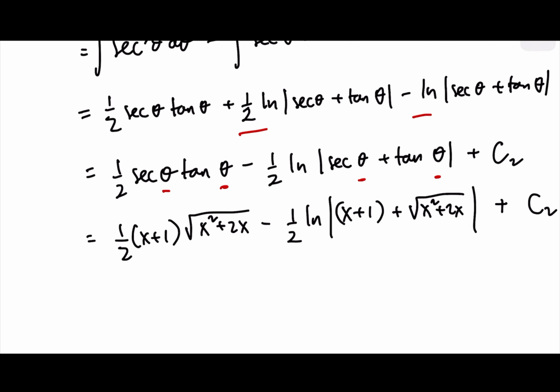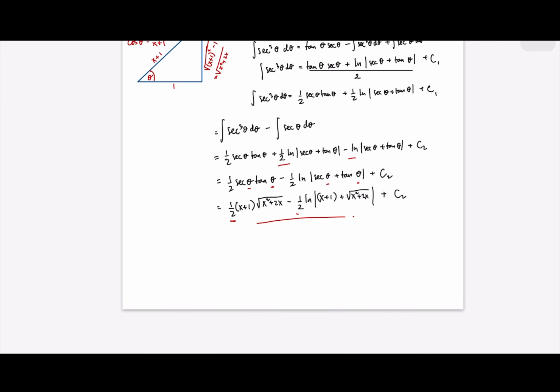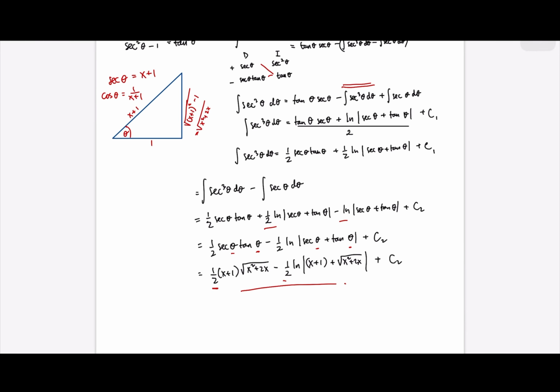And let's say this is still C2. And yeah, I think we can stop here. Or if you want to factorize this half, also fine. I think no difference. Okay, that's the trigonometric substitution.